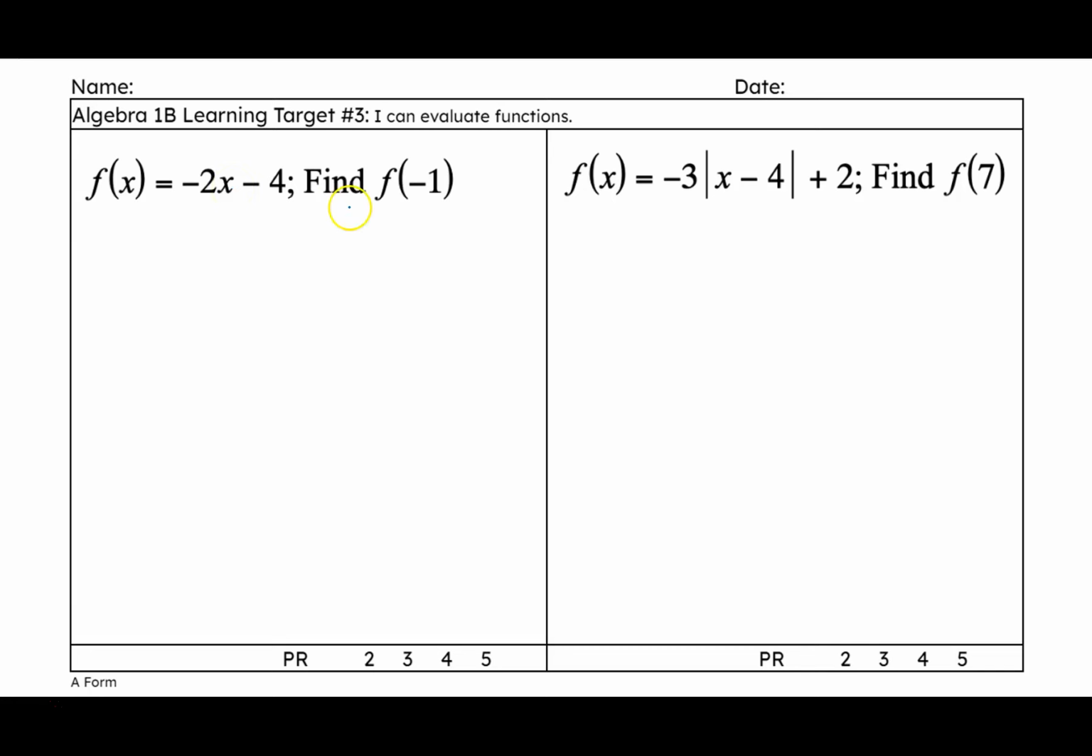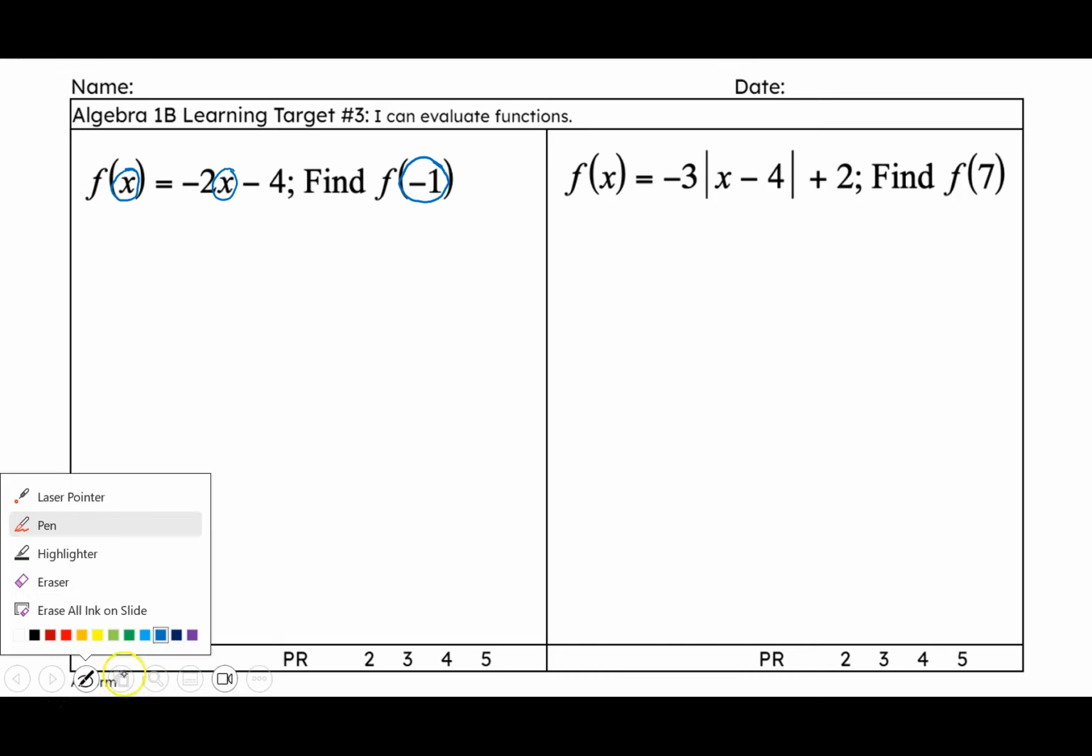In this case, it wants you to find what the function machine will do with a -1. It wants you to find f of -1. So this -1 value here is what we are putting in for the x value right here to find out what it will spit out as an answer once it multiplies it by -2 and subtracts 4. So we are going to rewrite the x with a -1 and do that computation with the -1.